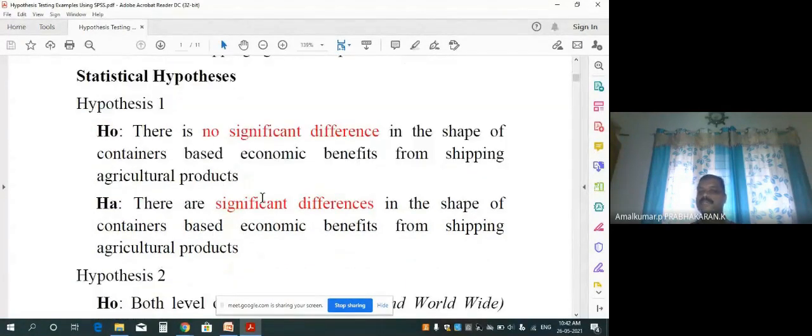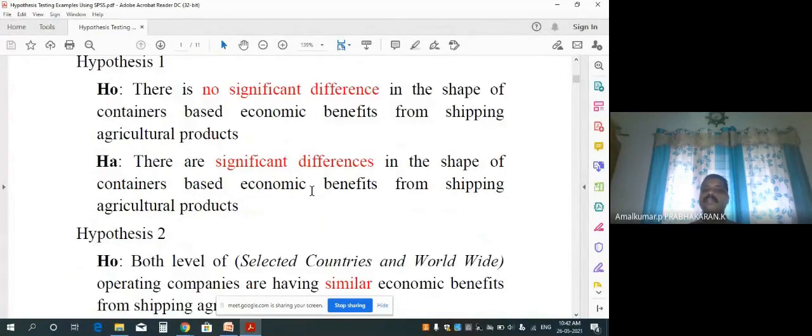Again, he developed an alternative: there are significant differences in the shape of container based economic benefits from shipping agricultural products. So he thinks that under the null there is no significant difference, and the alternative is that there are significant differences in the shape of container based economic benefits from shipping agricultural products. That is the first statistical hypothesis developed by the researcher.